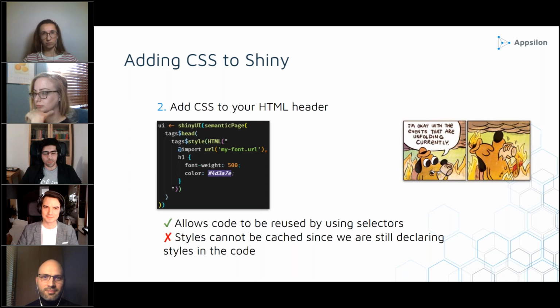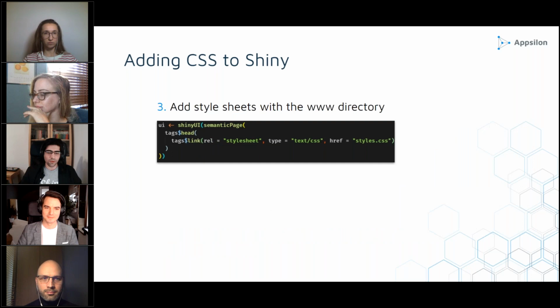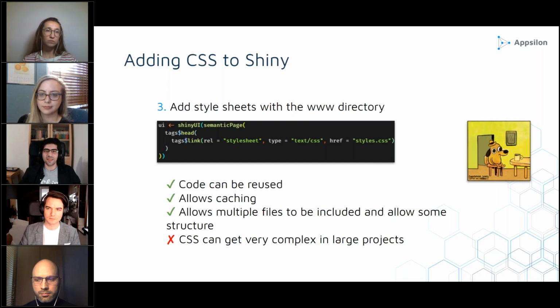So we can always do the third option. This would be to create a file with all of our CSS on the side, link this file to our Shiny application, and then the browser actually has something that it can save for the future. And at the same time, we have a specific place where we have all our styling neatly saved, packed away from our code, from our logic. This is much better. This is probably the best approach you can take if you're using just regular CSS.